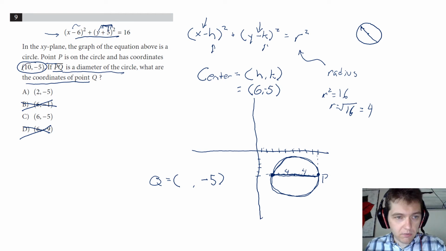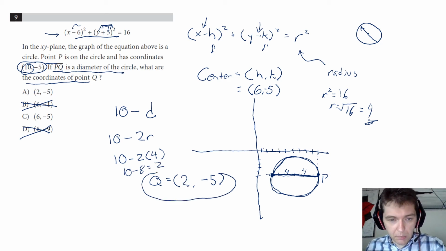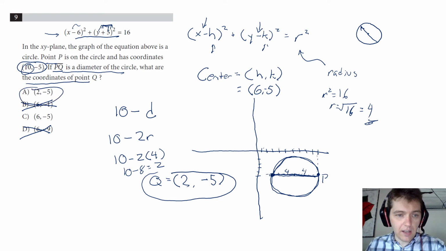So you have right here 10 minus the diameter. The diameter is 2 times the radius, 2r. So you have 10 minus 2 times the radius we found over here, which was 4, which means that the x point of Q is 10 minus 2 times 4, which is 8. 10 minus 8 is equal to 2, which means that point Q is 2, -5, and that is answer A.